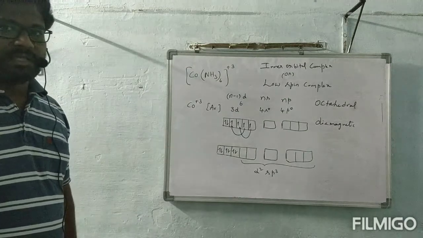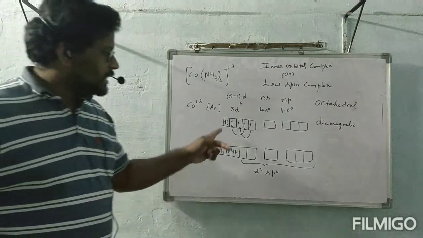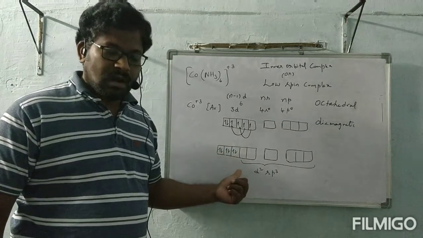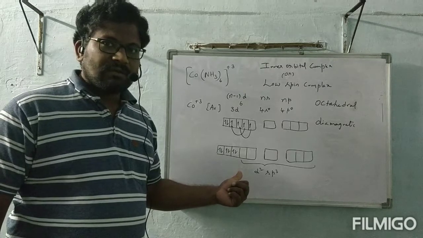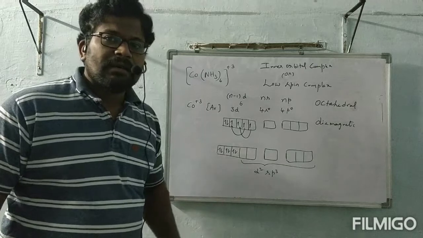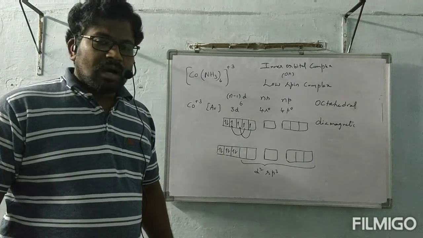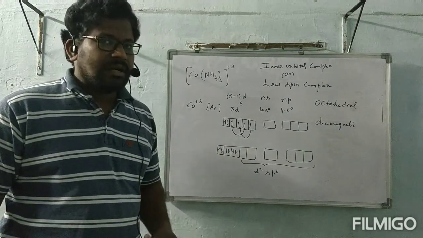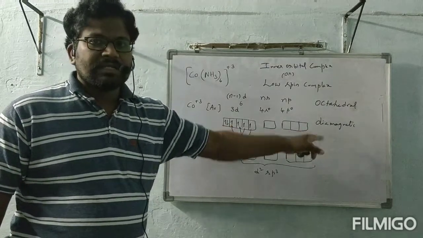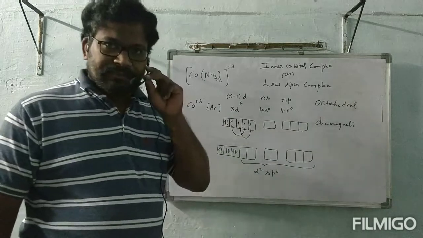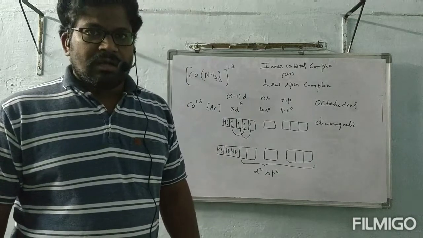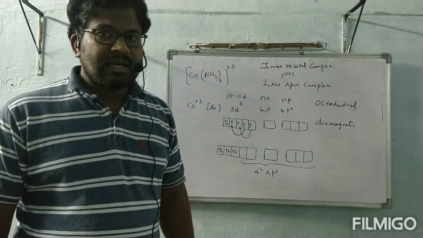This complex is diamagnetic because it has no unpaired electron after the involvement of the bond formation. It does not contain any unpaired electron. A substance or compound which does not contain any unpaired electron is a diamagnetic substance.